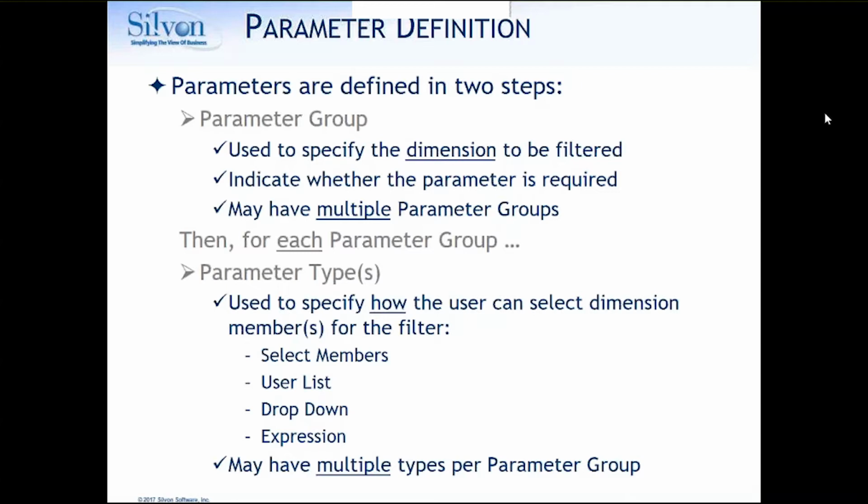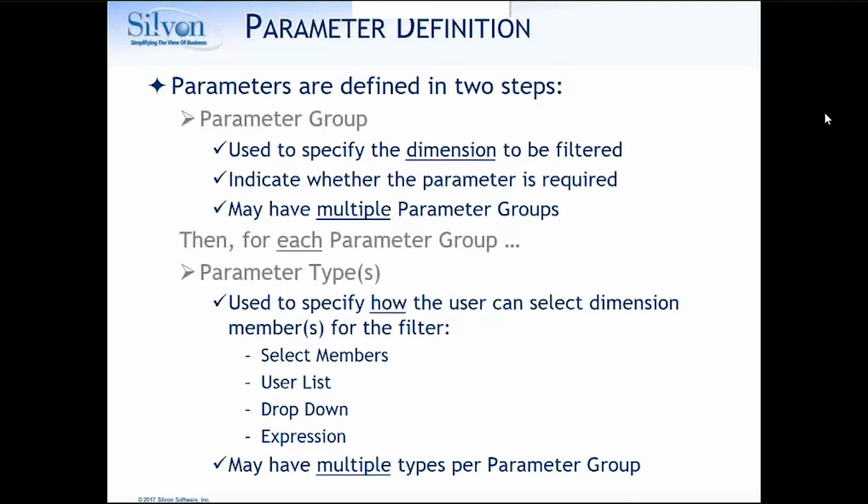The same thing with user lists. The parameter type for a dimension could be set to user list. And in that mode, what's presented when the user is prompted for a value is a set of user lists that are defined for that particular dimension that they have access to, so either personal or global user lists. So those first two, select members and user lists, work the exact same way that you would use them in a filter today.